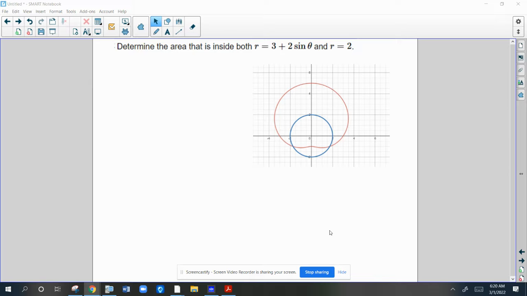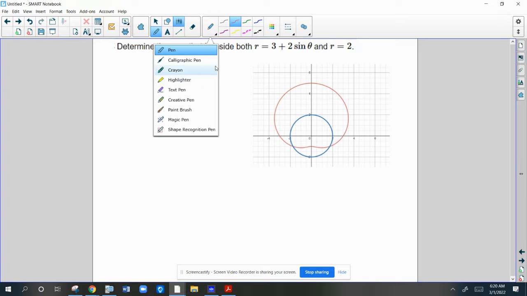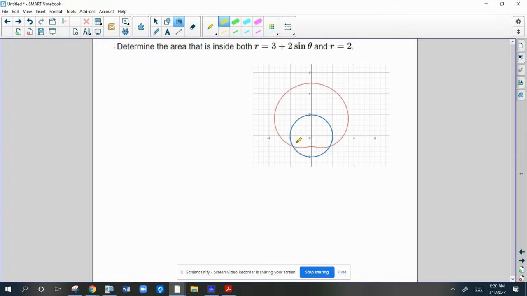So we're going to determine the area bounded by these two polar graphs. So it's the area that's inside both of them. That would mean we're looking for this area right here.